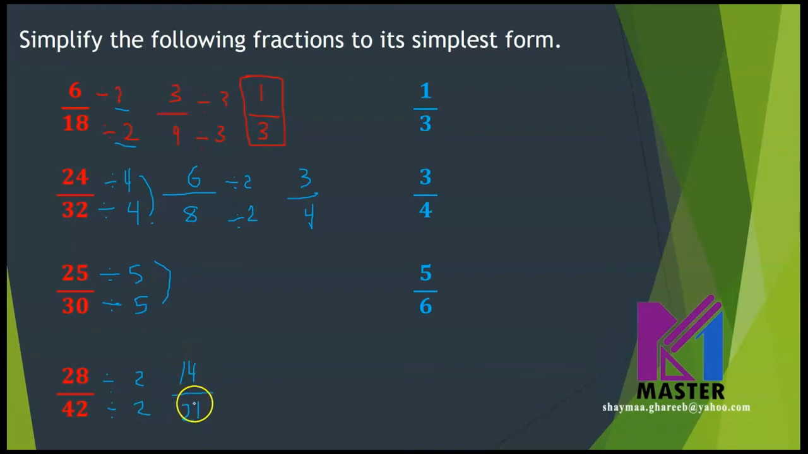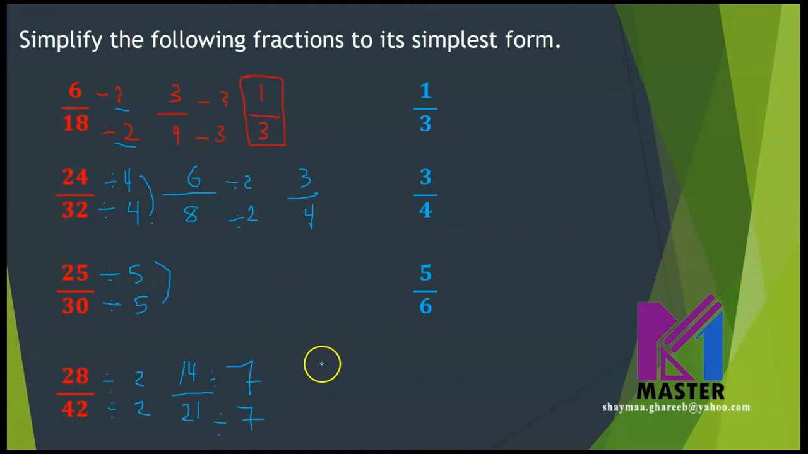Can I divide both of them by 2? No, because this is an even number and this is an odd number. Can I divide by 3? 21 can be divided by 3, but 14 cannot. So which number, what do you think? Which number can I divide by? It's number 7, because 14 and 21 are multiples of 7, so I can divide up and down by 7.